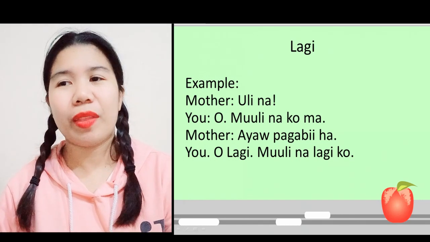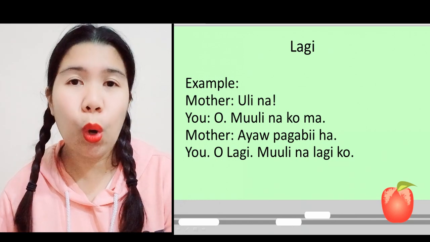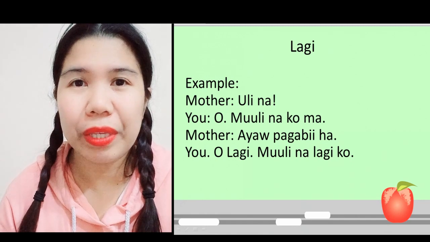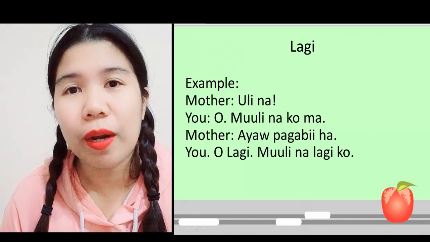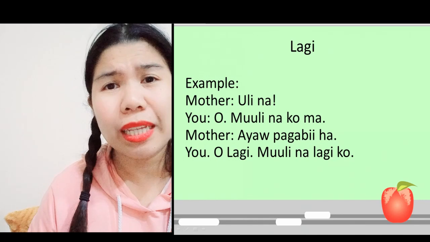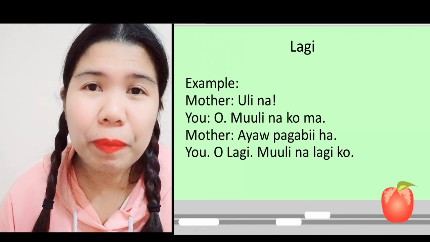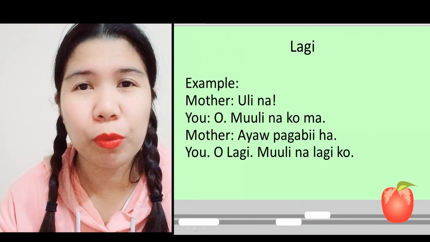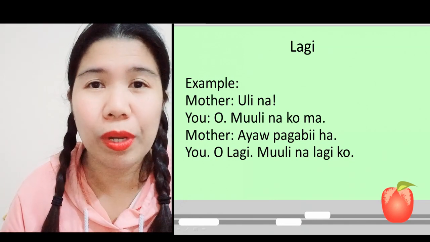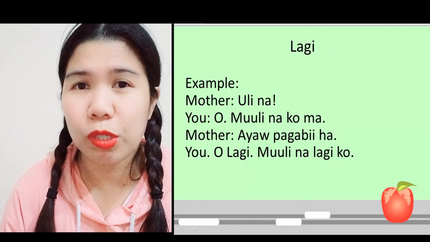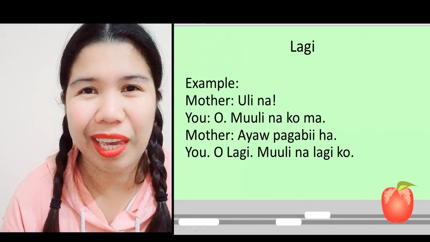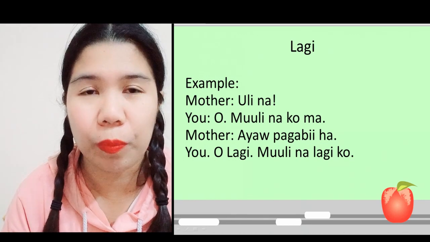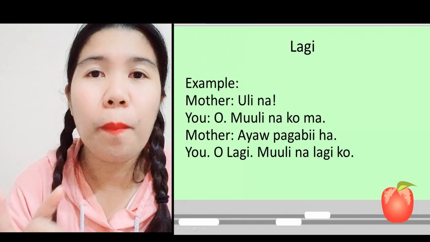"Uli na." And then you would reply, "O." O means yes. By the way, for my Tagalog friends who are listening to this video, Bisaya people don't use opo or po when talking to someone we respect. We don't have those in our language. That does not mean that we are disrespectful. We just don't really have that. So we just simply say o. We don't say opo. We say o. "Muuli nako ma."